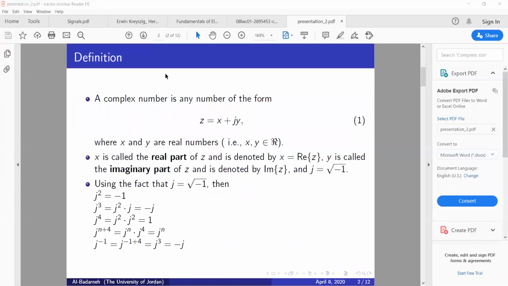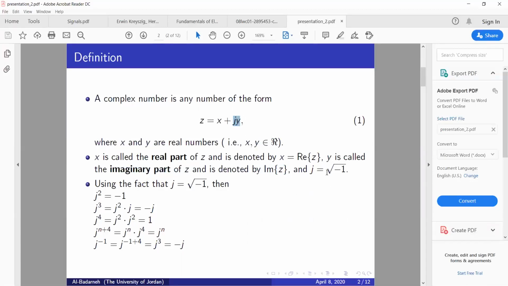Let us go over the definition of the complex number. A complex number is any number of the form z equals x plus jy, where x and y are real numbers. x is called the real part of the complex number z and is denoted by real of z. And y is called the imaginary part of z and is denoted by imaginary of z. I should mention that the imaginary part of z is not jy. The imaginary part of z is only y.